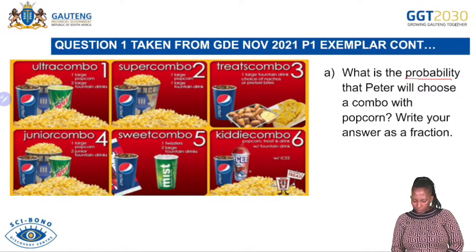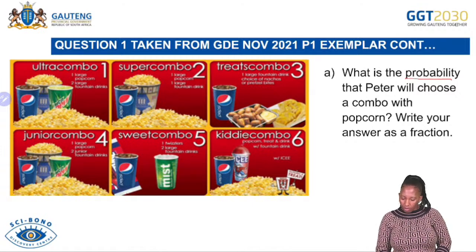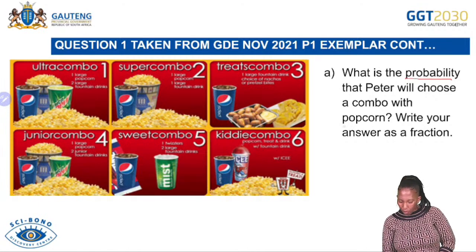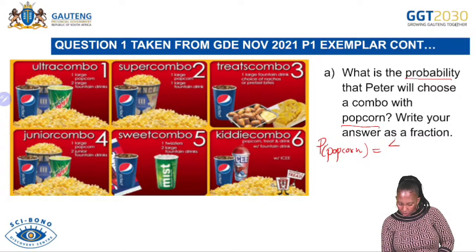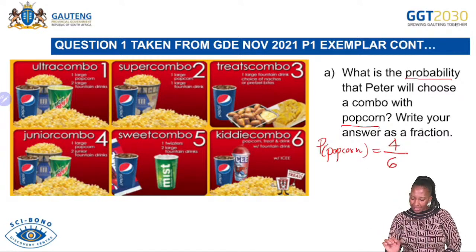And then kiddies combo. There are popcorns there. Now, what is the probability of Peter choosing a combo that has popcorn? So we say P(popcorn). We check, okay, it's 1, 2, 3, 4. So the probability of choosing a combo that has popcorns: there are 4, out of how many? Out of 6 combos. And now they say write your answer as a fraction.